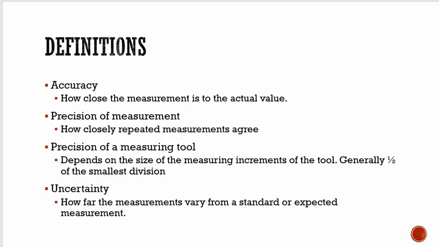Now, the precision of a measurement is how closely you repeat those measurements, how often you hit the same target. It has nothing to do with what the real value is. They're just all clustered together and repeatable.